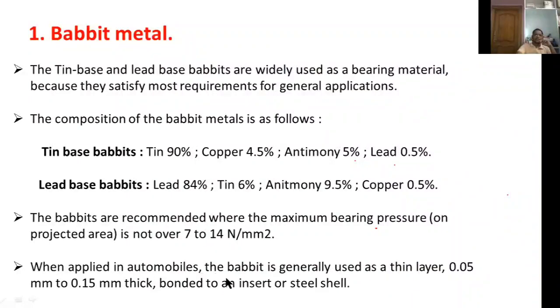When applied in automobiles, the babbitt is generally used as a thin layer, 0.05 mm to 0.15 mm thick, bonded to an insert or a steel shell. Okay, these are babbitt materials.